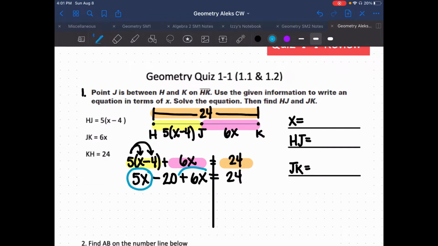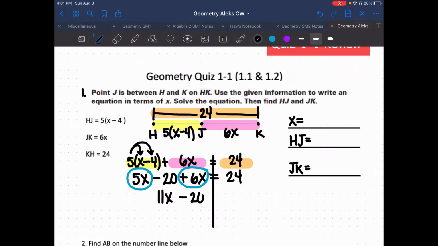I'm going to circle them, and I'm going to circle the plus in front of the 6 to remind myself to add 5x plus 6x. All right, if I look over here on the right side, notice there's only one term, so I cannot combine because there's nothing to combine with it. 5x plus 6x gives me 11x.